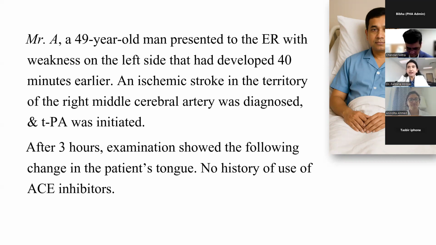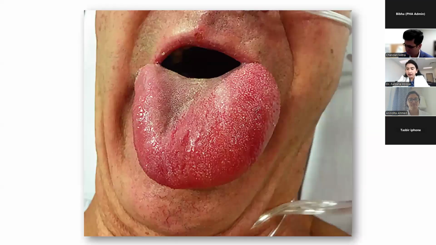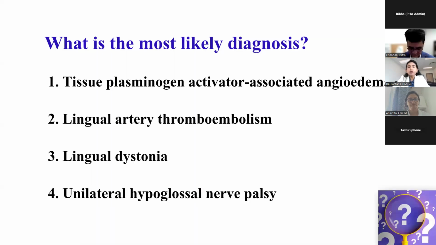Just after 3 hours, you got a call from the nurse because now the examination is showing a change in the patient's tongue. He was not on any ACE inhibitors. And now here is the patient's tongue. The question is, what is the most likely diagnosis? Is it tissue plasminogen activator associated angioedema? Is it lingual artery thromboembolism, lingual dystonia, or unilateral hypoglossal nerve palsy?